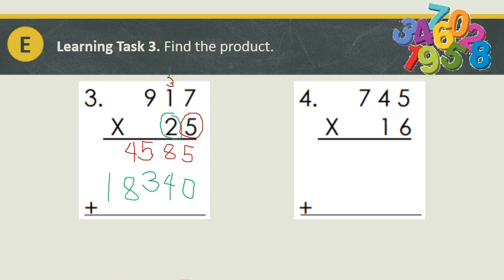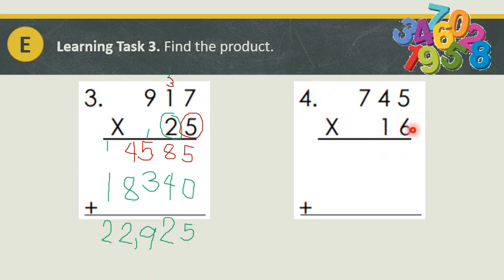Then, we will add na yung two partial products natin. Dito tayo magsisimula lagi pag nag-a-add sa ones place. So, 5 plus 0 is 5. 8 plus 4 is 12. Carry 1. 5 plus 3 is 8, plus 1 is 9. Then, 4 plus 8 is 12. So, carry 1. And 1 plus 1 is 2. So, ang answer natin is 22,925.